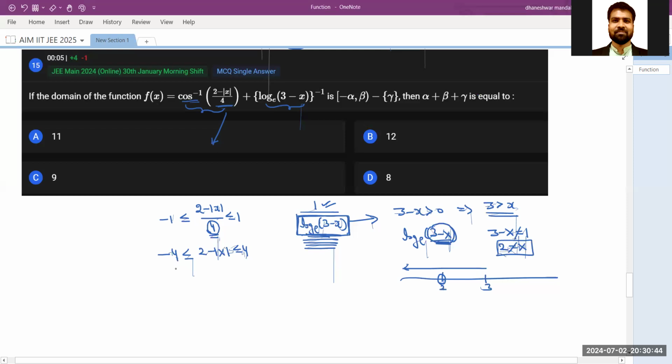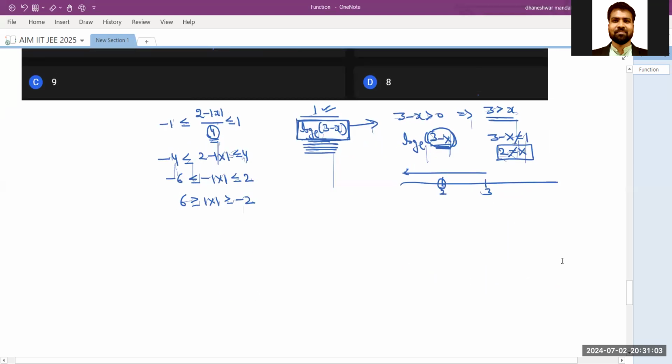Then take this to here, then here we get -6. Then minus of modulus is there, and here we have 2. Okay. Then multiply this whole expression by a minus sign. Now I get one condition from here. This modulus is less than 6 and greater than -2.